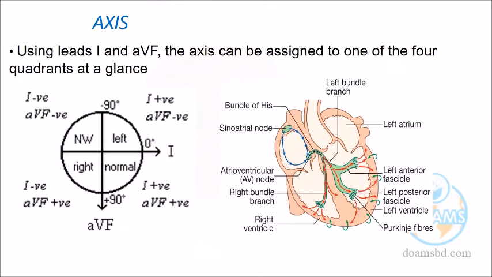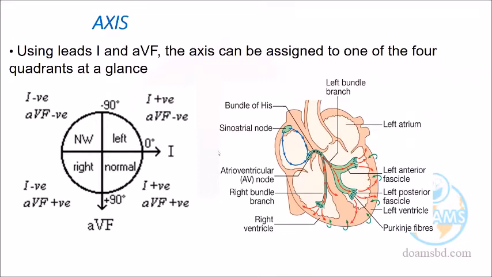Right axis deviation, left axis deviation, normal axis, and another one, extreme right axis. It is called northwestern territory, extreme right axis deviation. Dr. Ala, please be connected. So what we find if we evaluate, look at the heart, the electrical axis is in this manner. What I am following, the cursor in that way.